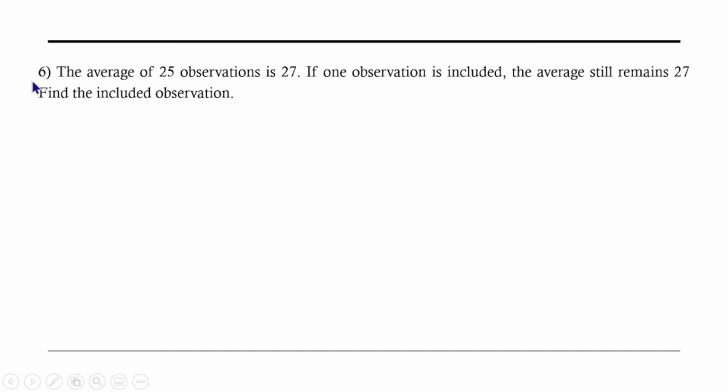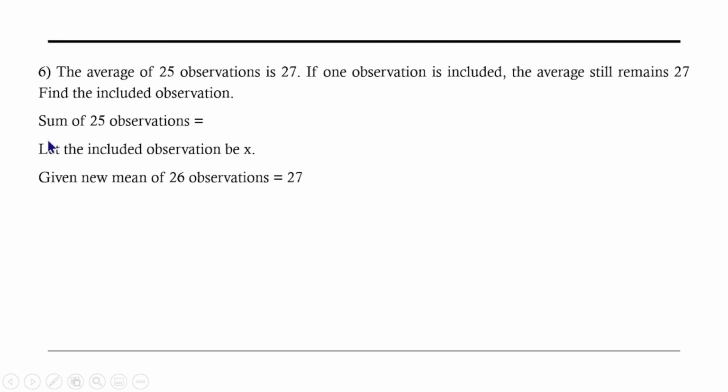The next question, the average of 25 observations is 27. If one observation is included, the average still remains 27. Find the included observation. So here it is given the average of 25 observations is 27 and when one more observation is included, the average still remains as 27. So after including one more observation, the average of 26 observations is also 27. So we have to find the included observation.